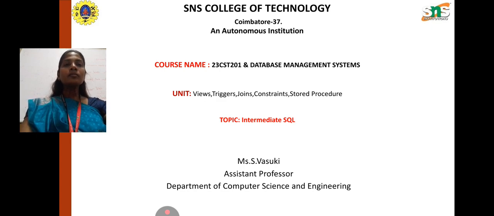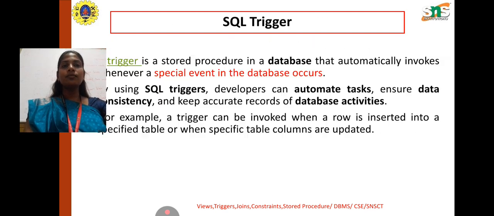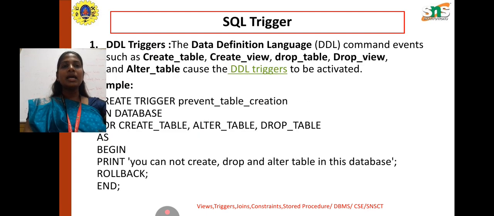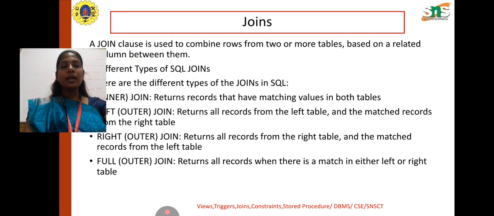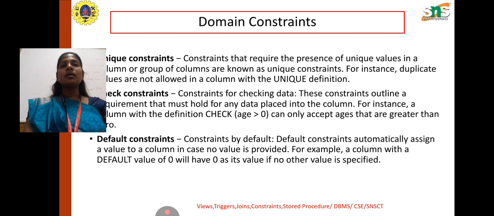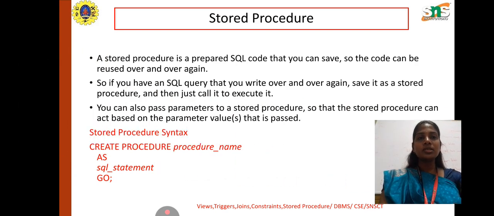Okay. So here we learned how to create views and how to create a trigger with the help of syntax. Then we identified the different types of joins and constraints of DBMS and their types, then key constraints. So these we have already discussed. Now we are going to discuss the stored procedure.